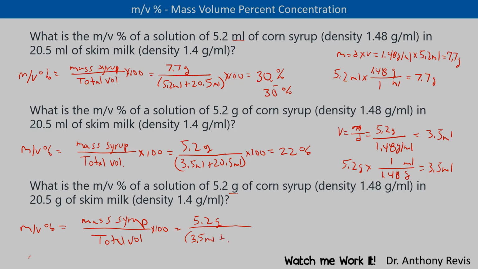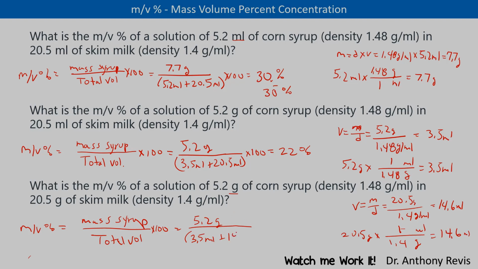So what we need now are the mL of the skim milk. We have grams, so we'll need to do a conversion. The volume, based on the density formula, equals mass over density. That's going to equal 20.5 grams divided by the density of skim milk, 1.4 grams per mL. If we run our calculator through on that, to 3 sig figs, we get 14.6 mL. Or we could do dimensional analysis of 20.5 grams times 1 mL per 1.4 grams, and we get the same value of 14.6 mL.